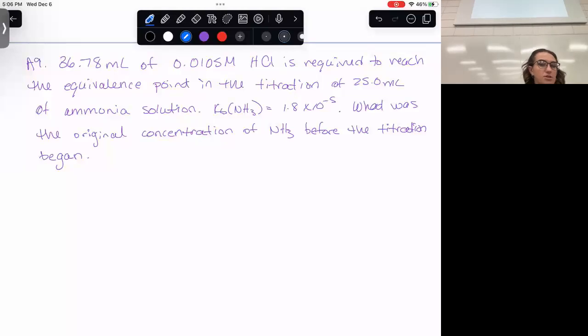So a lot of good things were said just now. What we have to notice is that we're given a Kb for ammonia. What does that mean in terms of classification? It's a base, and what kind of base? It's a weak base. We know that NH3 is a weak base. And what is HCl? It's a strong acid. What do we know about a titration and the equivalence point? Good.